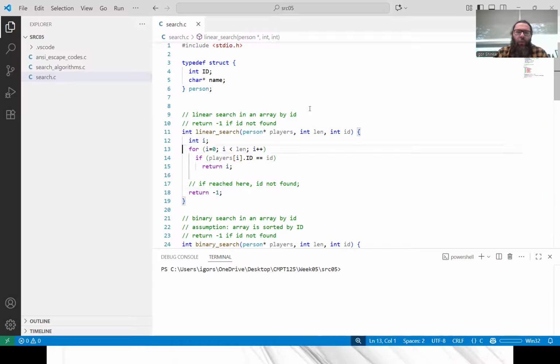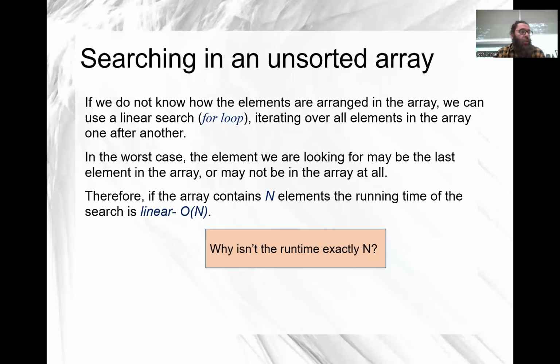If you look here, the running time is not exactly n, because in the for loop we compare i to see if it's less than n, so that's one operation. There is the increment, that's another operation. There is comparing the IDs, which is another operation. So maybe it's like 3 times n or something. So it's not exactly O of n.